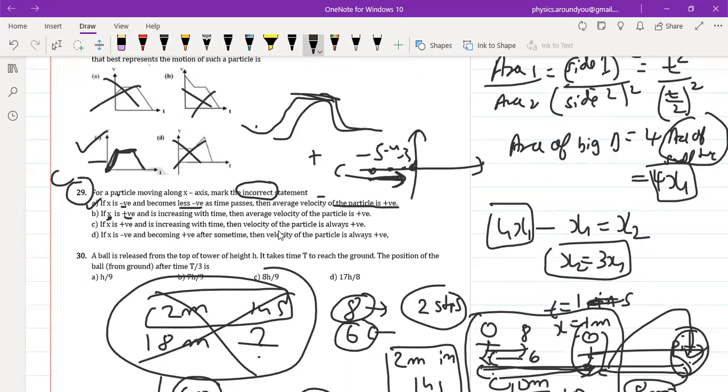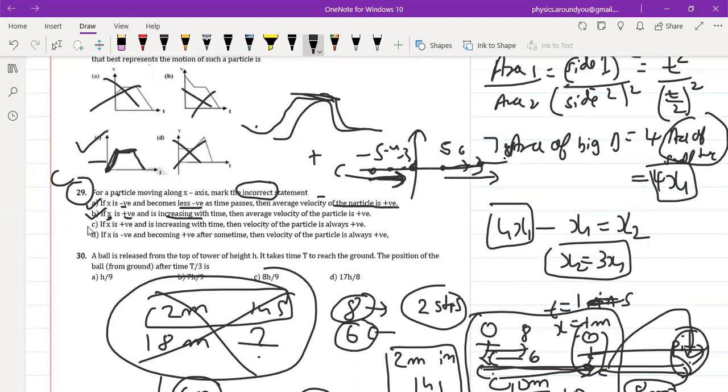What about the second option? If x is positive and increasing with time, let us say x is at +5 initially, and it is increasing, becoming 6, 7, 8, and so on. So the displacement is towards the right, again positive. Since displacement is positive, velocity is positive. So B is also correct.